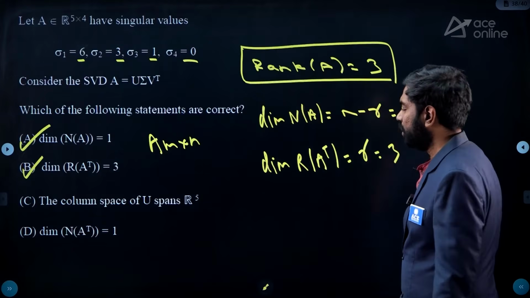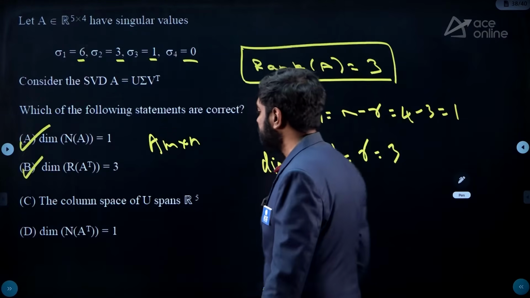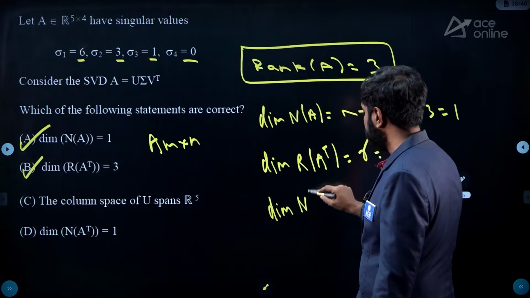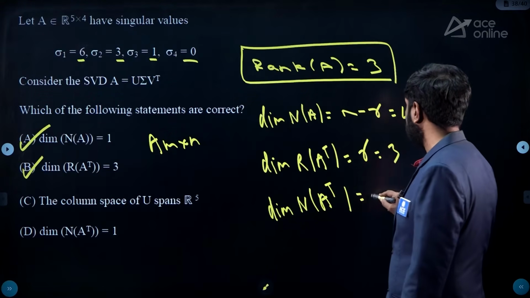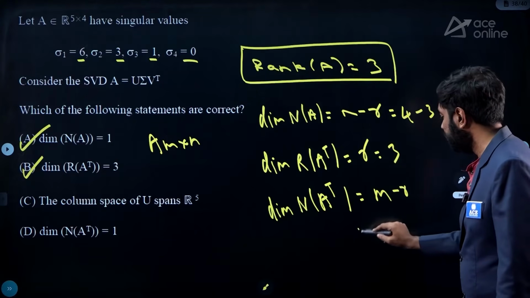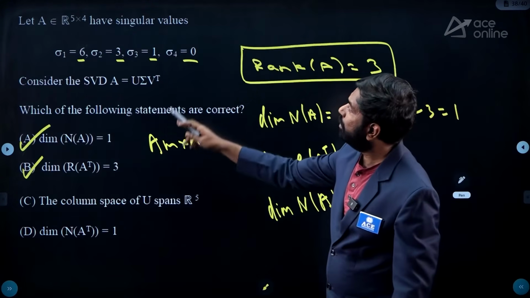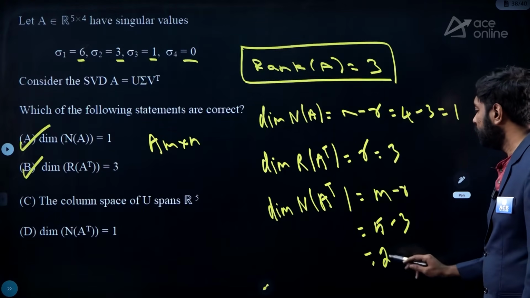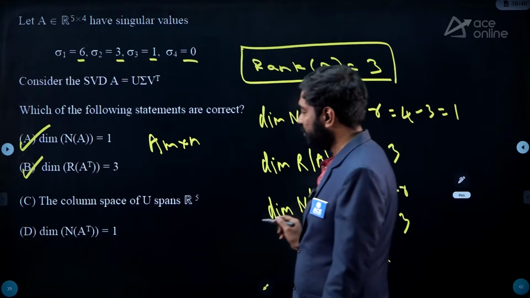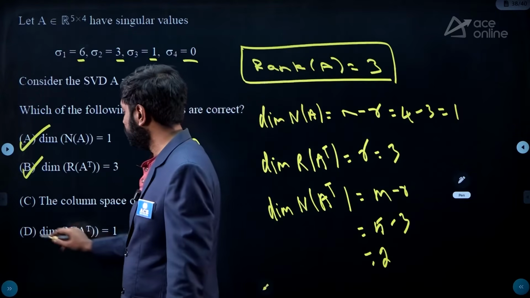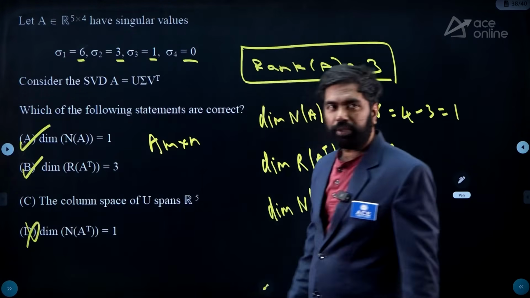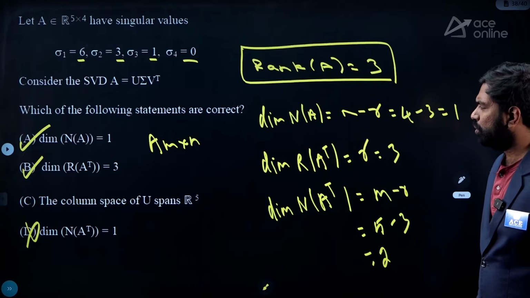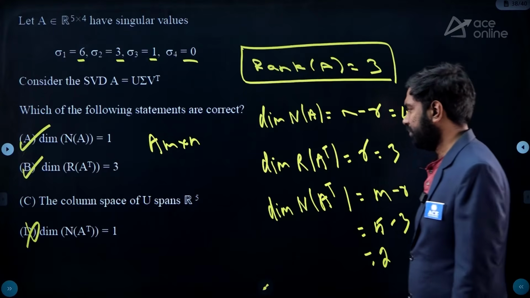We will also find the dimension of the null space of A transpose. The dimension of null space of A transpose has a formula, which is m minus rank of A. Here, if you compare, 5 is m, so 5 minus 3, which is 2. So the dimension of null space of A transpose is actually 2, but he says 1. This is wrong.